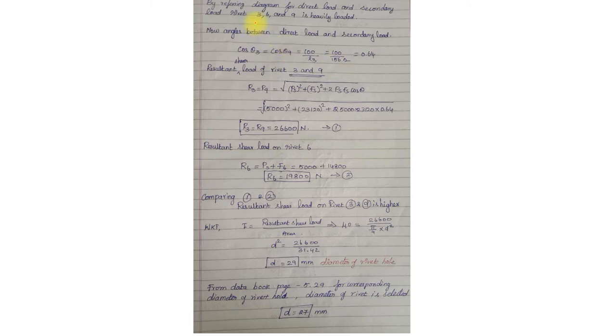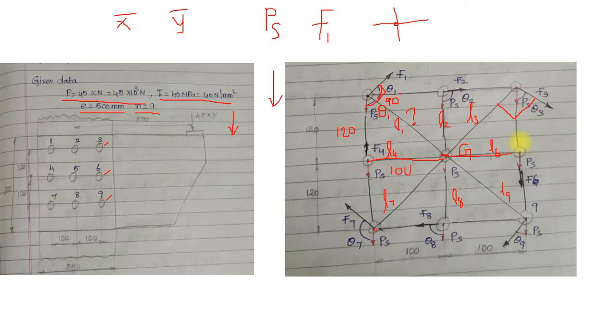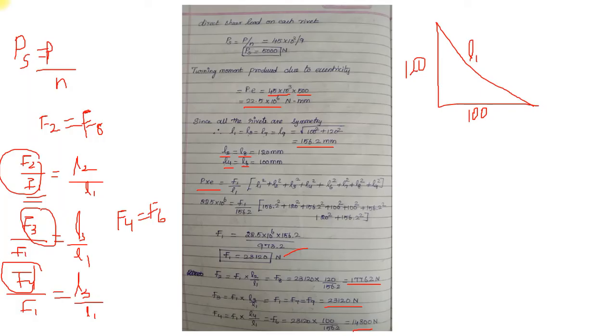So since the load is heavily available in rivet number 3, rivet number 6 and rivet number 9, it is enough to find out the angles between the direct load and secondary load for these particular rivets alone. We obviously know that. Let us go back to the diagram. You can see this is a triangle. If I try to find out this angle, I can easily find out that particular theta.